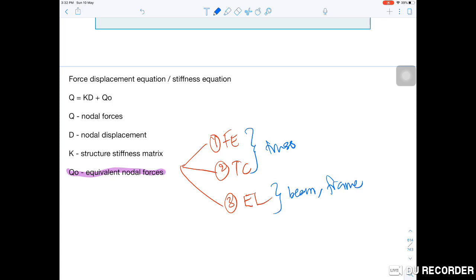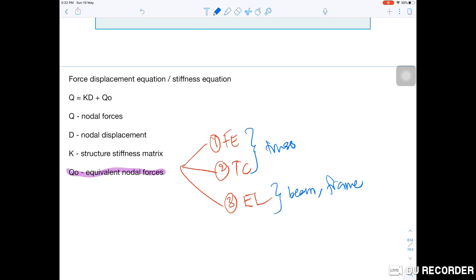Okay, so equivalent nodal forces, what is the simple definition of equivalent nodal forces? Okay, due to fabrication error that occurs for the member, same as temperature changes. It means if the structure or the element has temperature changes, normally the member will take that effect, not only the node, the member. Same goes to fabrication error.